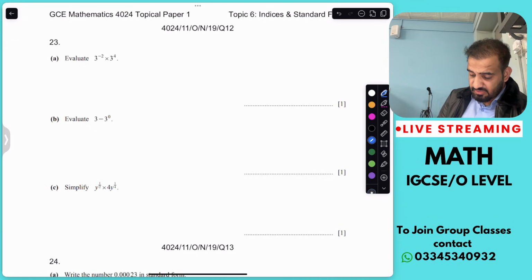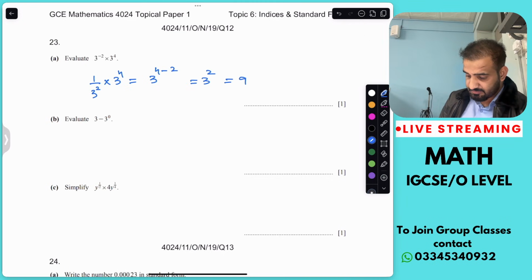3 raised to power minus 2 is just, I would say, 1 over 3 square cross 3 raised to power 4. So it can be written as 3, 4 minus 2, which will become 3 raised to power 2, which will become 9. So 3 minus 3 raised to power 0 is 1. So the answer is 2.